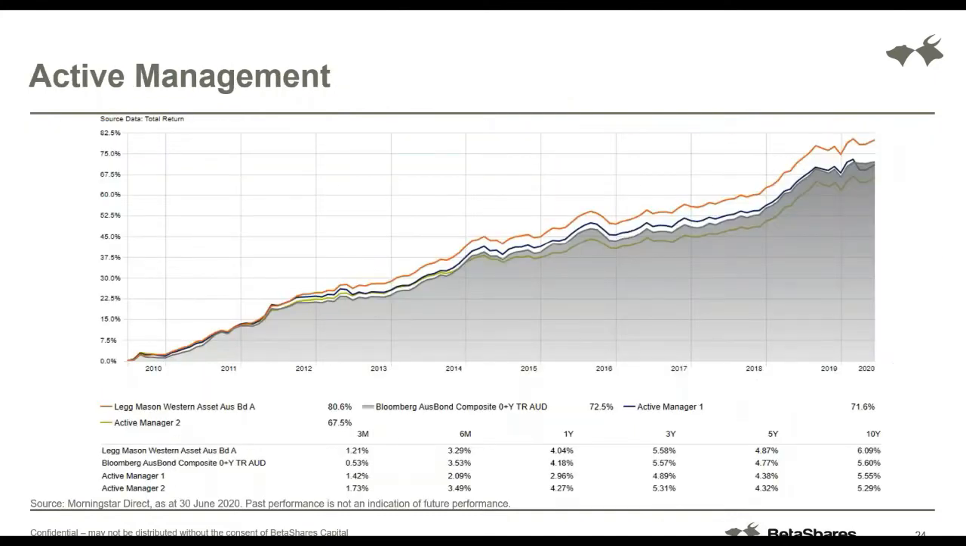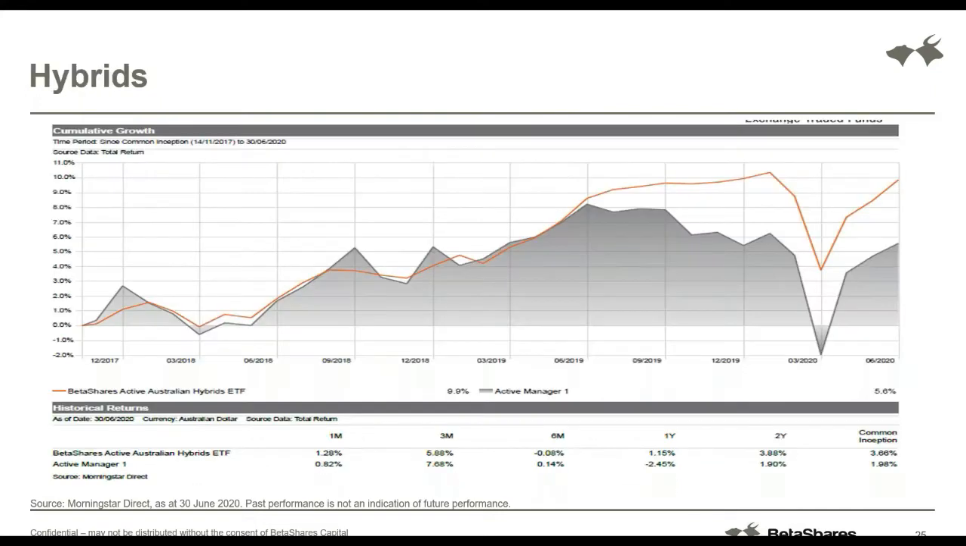We've got some analytics here to show the Legg Mason fund that we've partnered with, its performance versus the Ausbond Composite, and some other popular active managers that we have just titled Active Manager 1 and 2. So you can see over the very long term, there is some alpha there over the composite. And again, for the hybrids market, the BetaShares Active Australian Hybrids Fund has outperformed another popular active hybrids manager too.